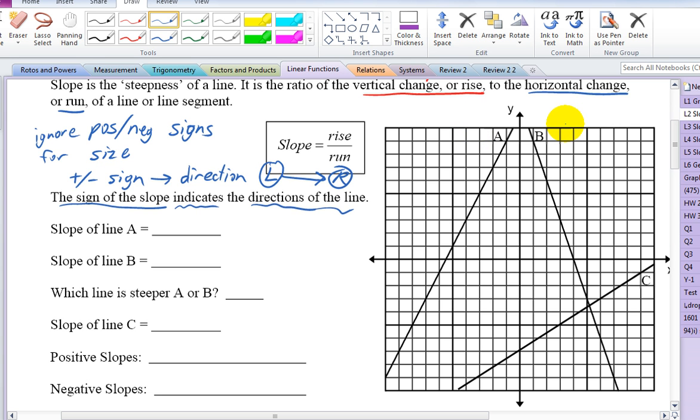Which one's steeper? Well, it looks to me like B is. Even though it's a negative slope, it's still steeper. Okay? So let's go and find the slopes.